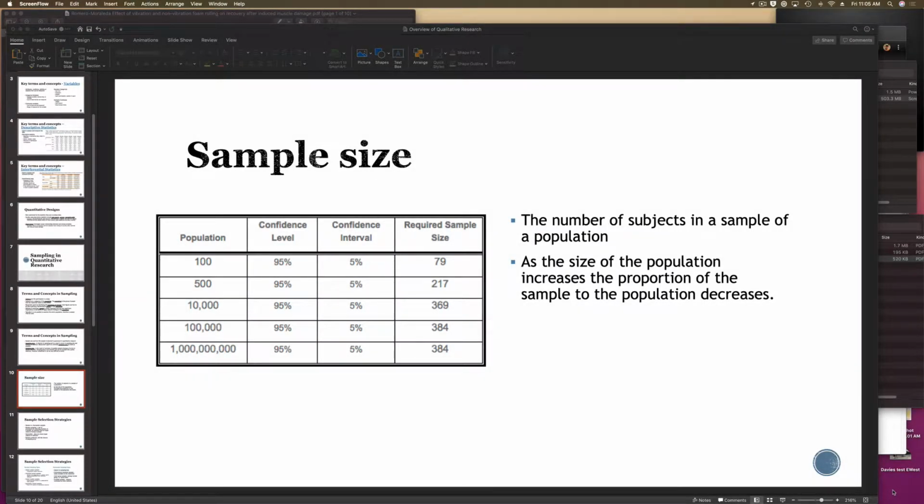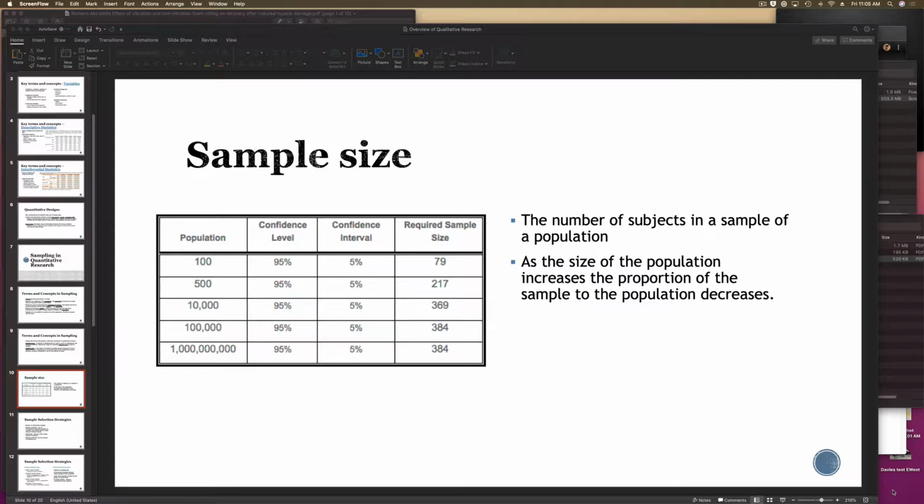Sample size is an important consideration when we are looking at the articles in our field. The sample size is the number of subjects in the sample for a population. You'll often see this reported as an N value. They'll say, we examined 38 female distance runners and their response to this new training program. The N would be 38. The sample size is 38.